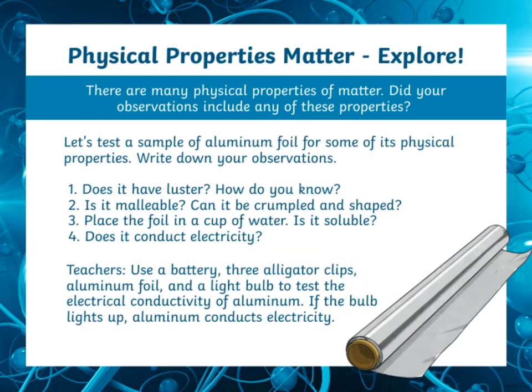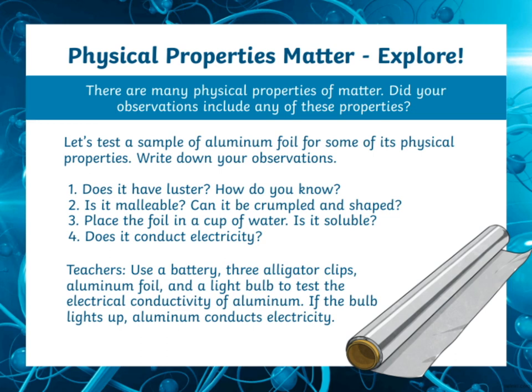Now let's dive into testing some physical properties of aluminum foil. We're going to use simple materials, a battery, 3 alligator clips, aluminum foil, and a light bulb to see if aluminum conducts electricity. If the bulb lights up, we've got our answer. Along the way, jot down what you notice.